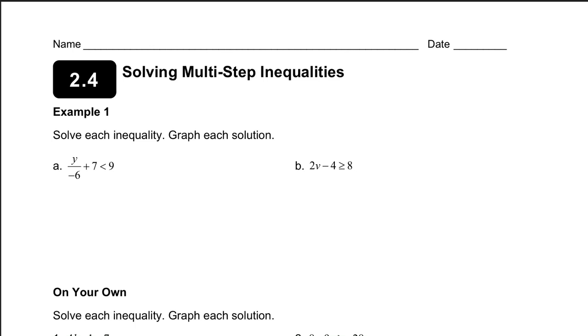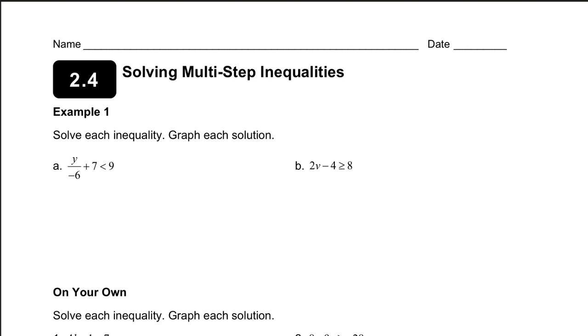So we are doing 2.4 today, which is solving multi-step inequalities. This is just like solving multi-step equations. We're going to use the same process we did in the last unit when we solved multi-step equations, but we cannot forget, if we ever multiply or divide both sides of our inequality by a negative, we have to flip the inequality symbol. So that is the only different thing today that we need to do.